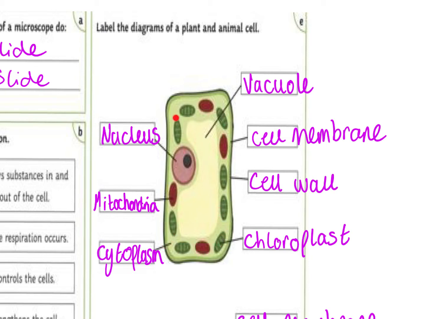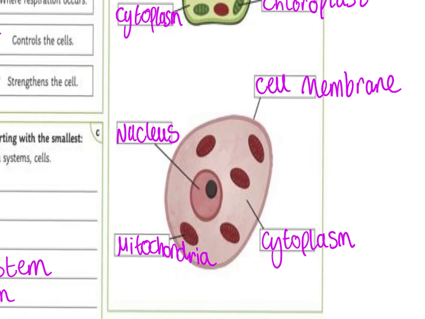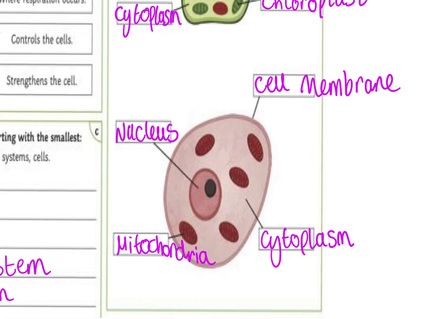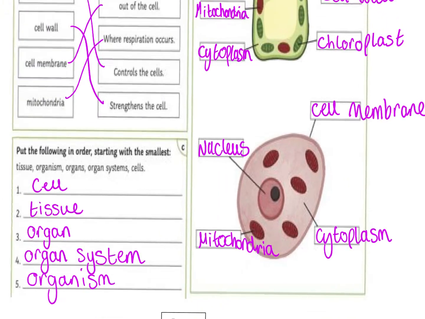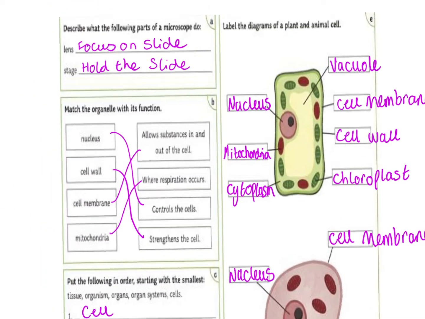bit where the chemical reactions take place, cell membrane, cell wall, vacuole. Okay, and then obviously an animal cell is a little bit easier. Still got your nucleus, mitochondria, cytoplasm and a cell membrane. Be really careful that you can identify the differences, okay.